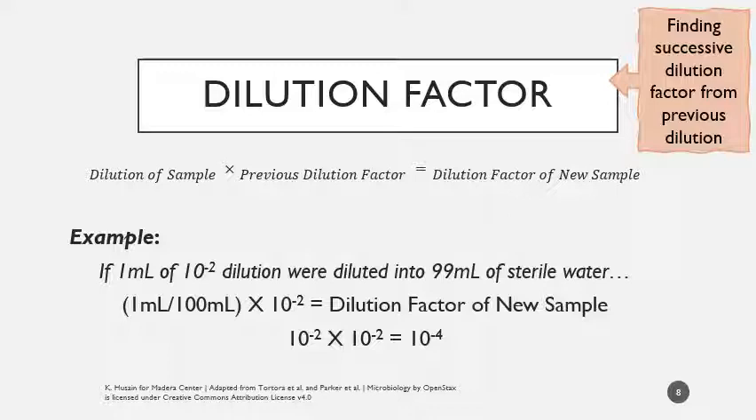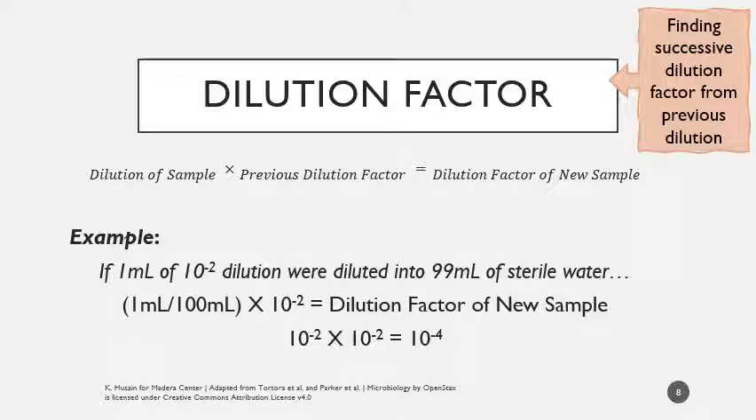So for example, if I have 1 milliliter of my 10 to the minus 2 dilution from that previous problem, and I have a 99 mL blank, 99 mL of sterile water. If I add that 1 mL to that 99 mL, it's not going to be the next number in the series. I'm skipping ahead. So I need to take my dilution of the sample that I'm doing right now, and that part of the previous problem.